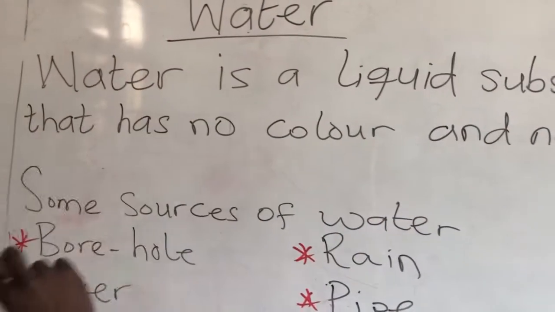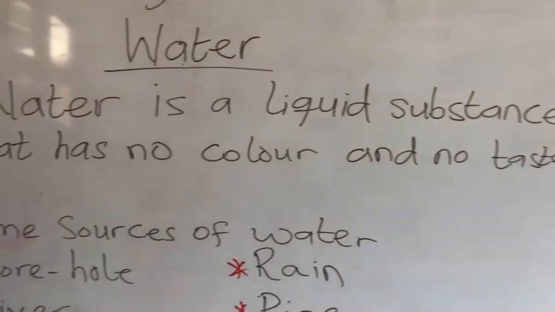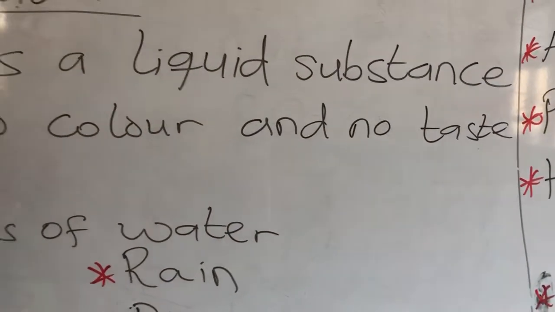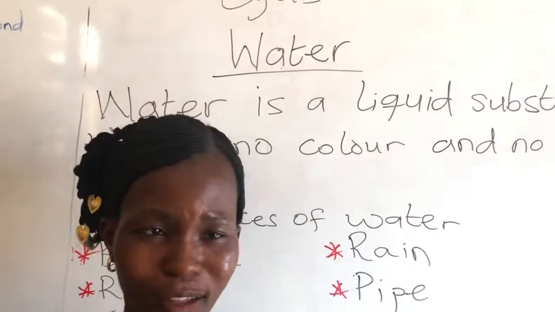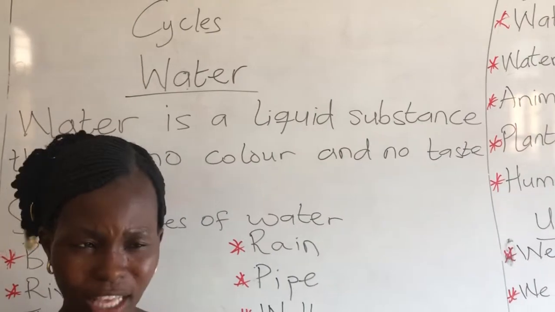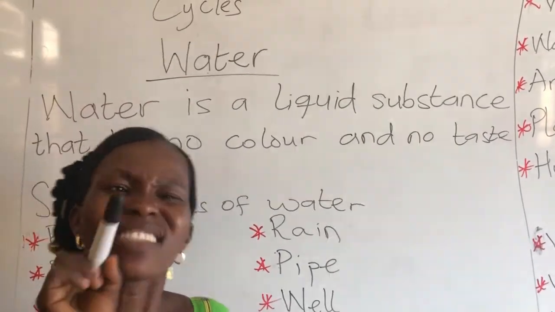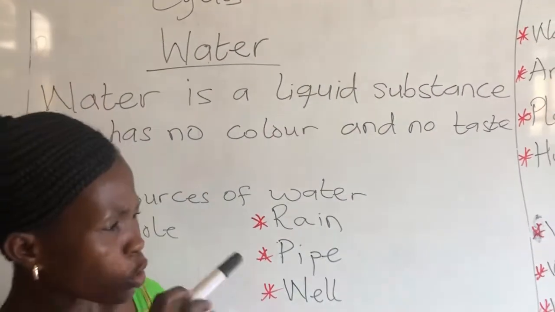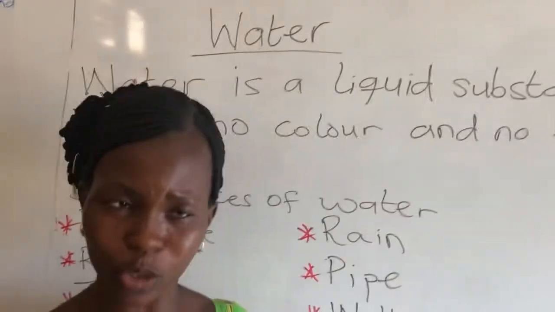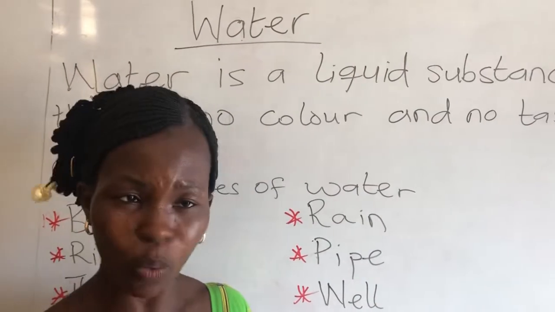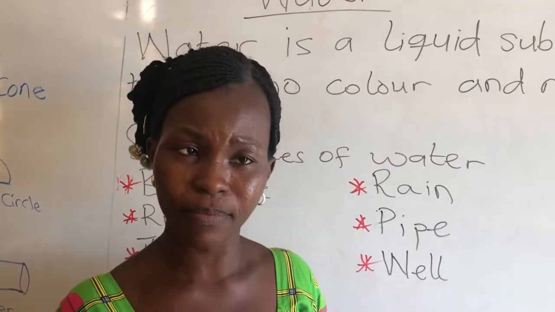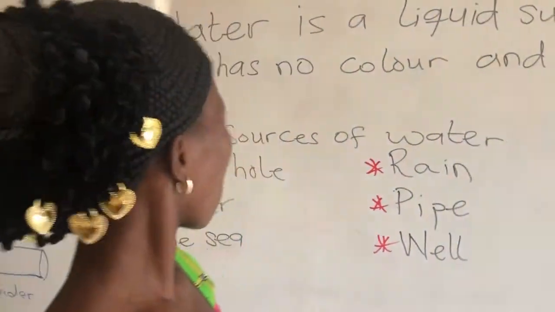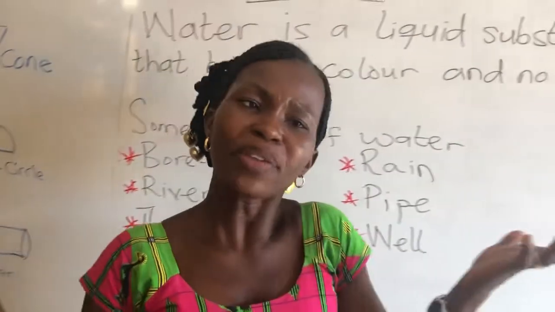And water is a liquid substance that has no color and what? No taste. Water has no color and it has no taste. Someone will say, Madam, what about Fanta? Fanta is not water. Though it is a liquid, it is not water. Why? Because it has a taste. When you are drinking Fanta, you could taste sugar. You also have your malt, your Coke and stuff. They are all not water. Though they are liquid substances, they are not water, because they have taste in them. But water itself has no taste or color.